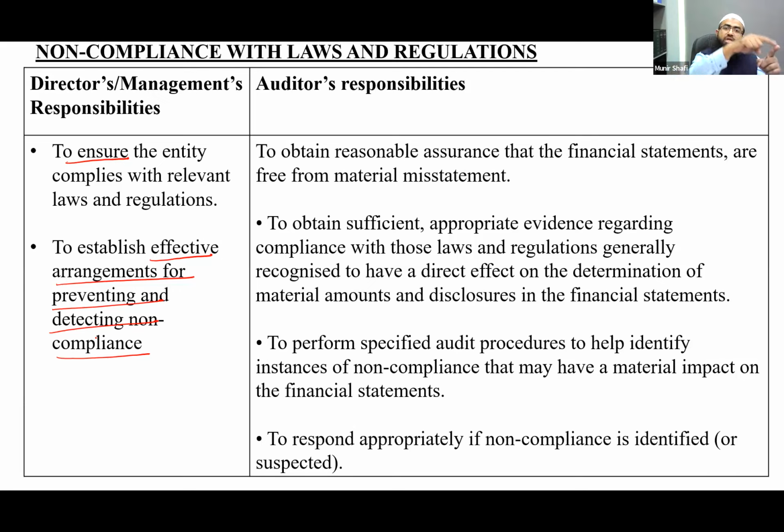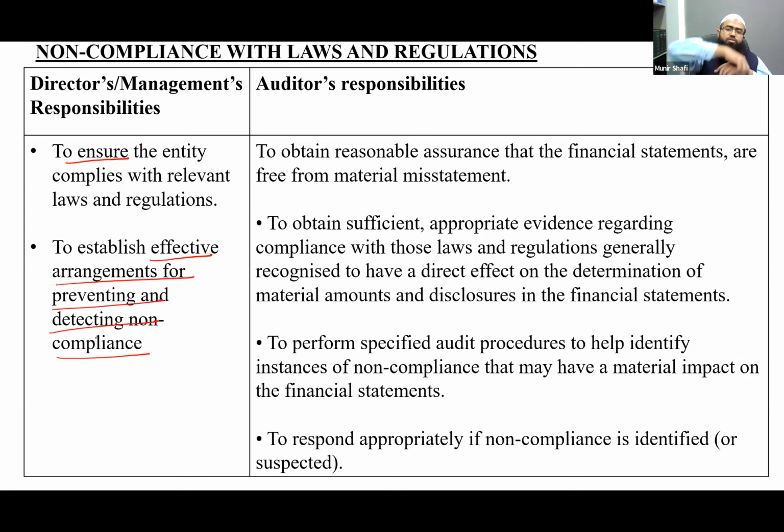So they are the ones who should come to you and tell you that, dear Mr. Auditor, during the year, this wrong thing has happened, this non-compliance has been executed. Guide, what are we supposed to do?